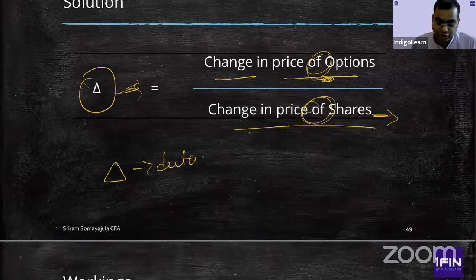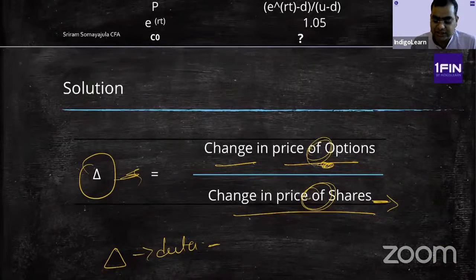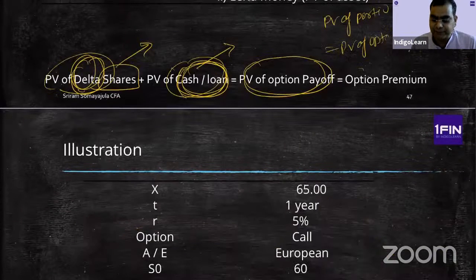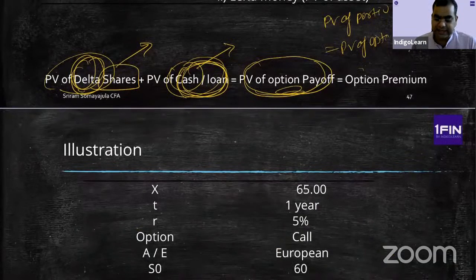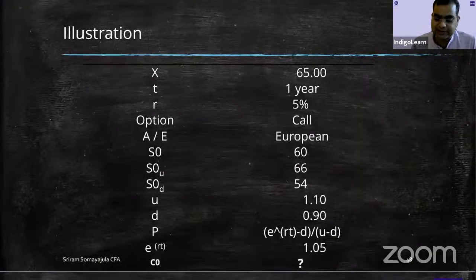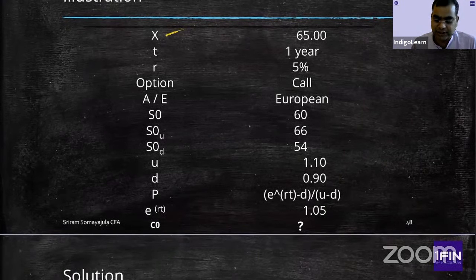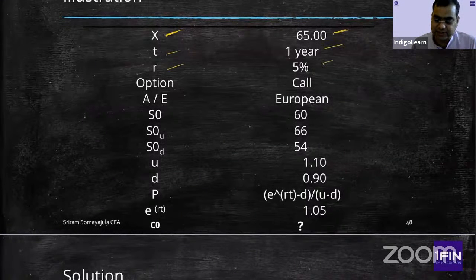So here you are basically taking delta shares and some cash in such a proportion that they mirror the payoff of the option. So how do we do that? Let us take an example. Let us say the strike price is 65. The time is 1 year. The interest rate is 5%. It is a European call. The spot is 60.